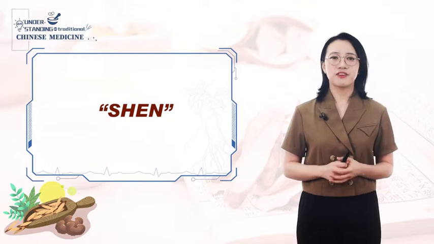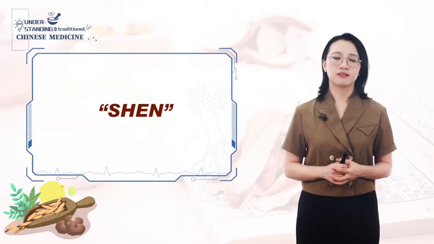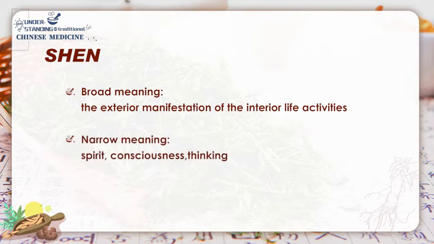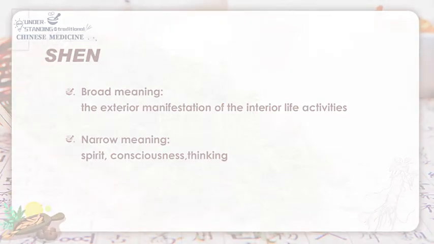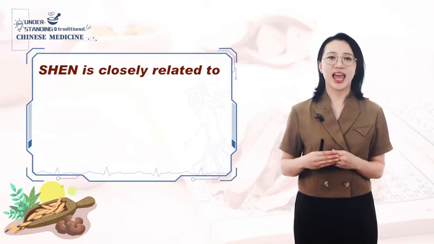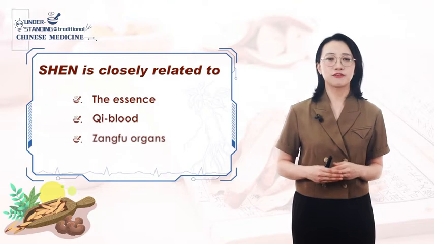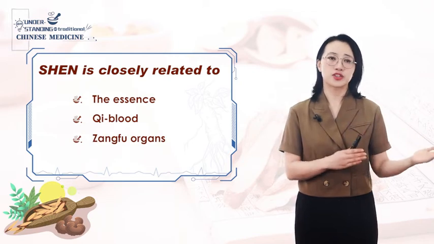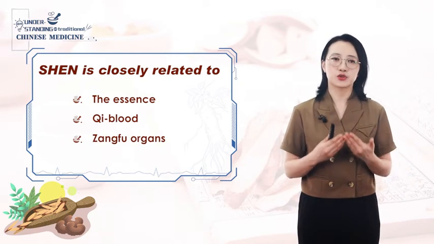The shen is defined in both broad meaning and narrow meaning. In broad meaning, it refers to the exterior life activities manifestation of the overall vitality and value of life. In narrow meaning, it refers to our mental faculties like the emotions, the consciousness, and the thinking process. As a living human being, shen is closely related to the essence, qi, blood, and 脏腑 organs. It comes from the prenatal essence, but is constantly nourished by the acquired essence from food and drinks.